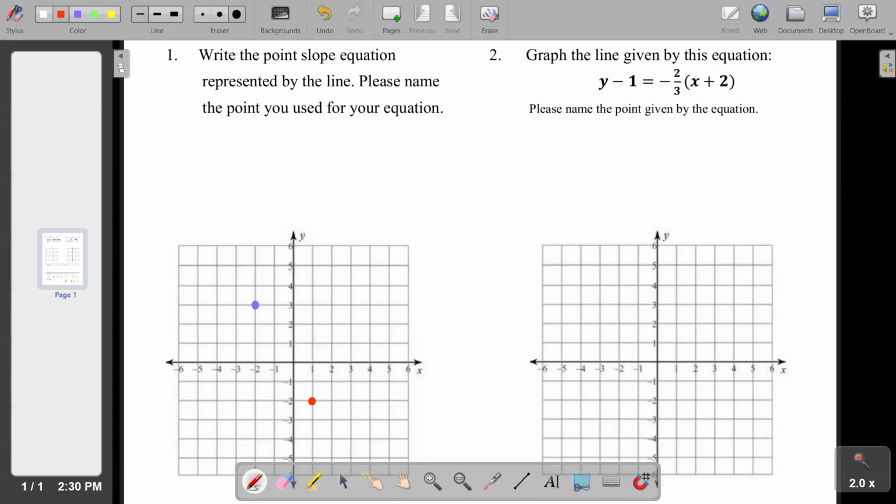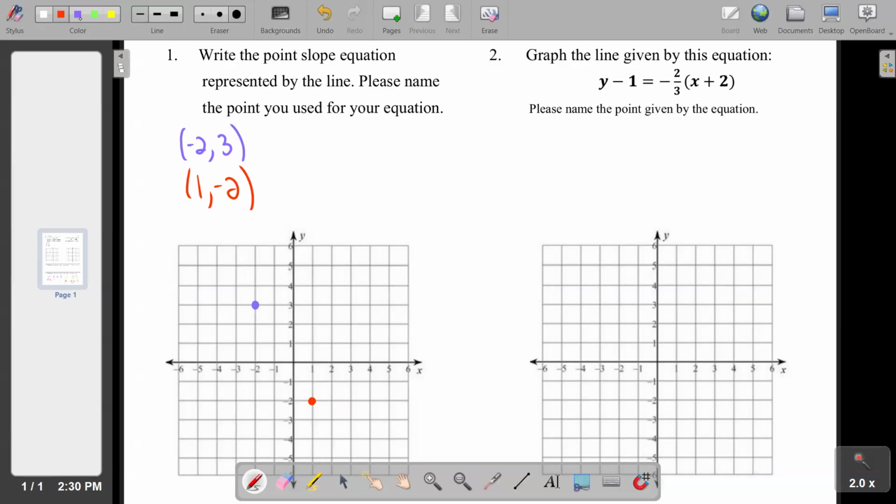The first thing you always do as a courtesy is tell the person which point you're going to use, like you're calling your shot. So some of you might have used the point -2, 3, and some of you might have used the other point. In my case, the red point, which is 1, -2.